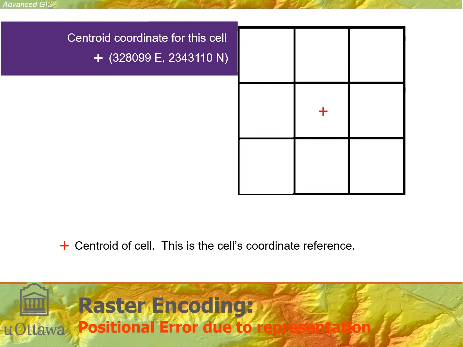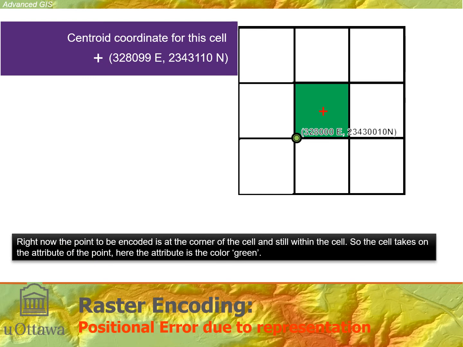Now, if we want to encode a point, let's say the point that is very near the bottom left corner, so this is a point that has the attribute or category of green. Once that point is within the cell, the entire cell then becomes green. And the coordinate for the cell becomes the centroid. This coordinate here, the original coordinate of this point, which is now being represented by the raster cell, that coordinate you can see is different from that coordinate up there.